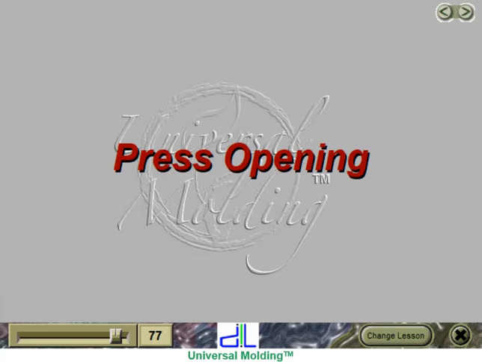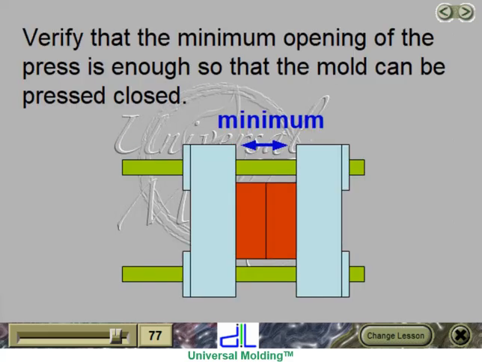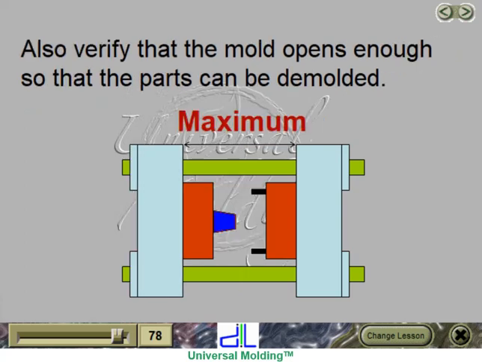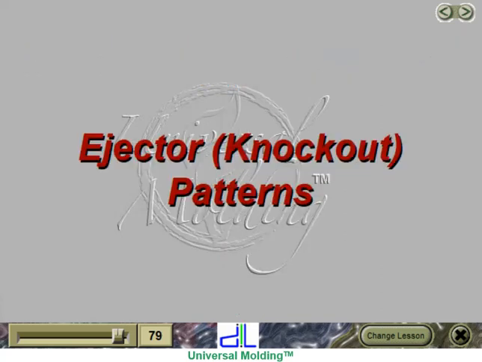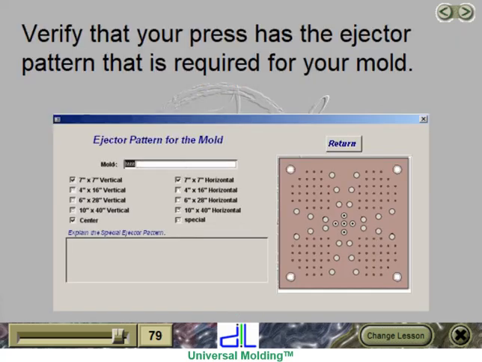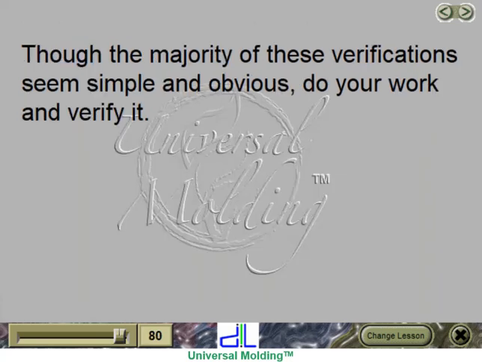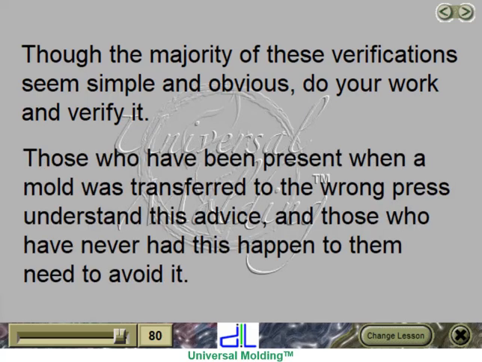Press opening. Verify that the minimum opening of the press is enough so that the mold can be pressed closed. Also verify that the mold opens enough so that the parts can be demolded. Ejector or knockout patterns. Verify that your press has the ejector pattern that is required for your mold. Though the majority of these verifications seem simple and obvious, do your work and verify it. Those who have been present when a mold was transferred to the wrong press understand this advice, and those who have never had this happen to them need to avoid it.